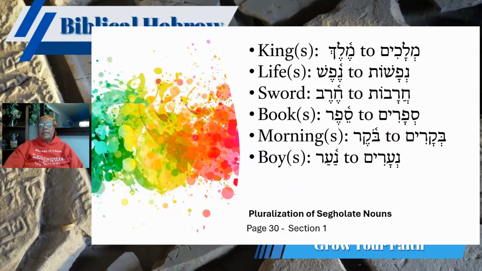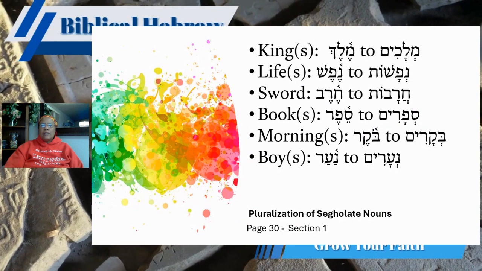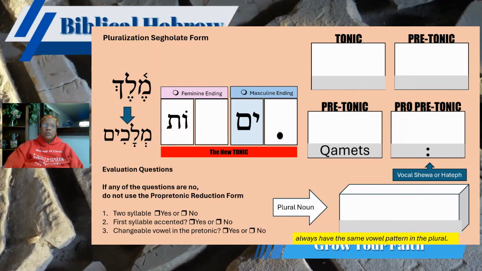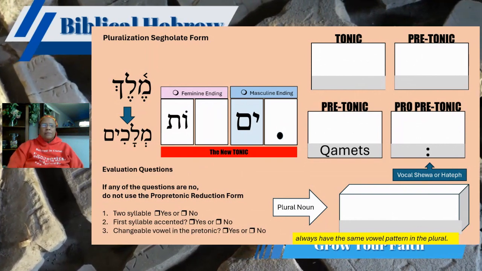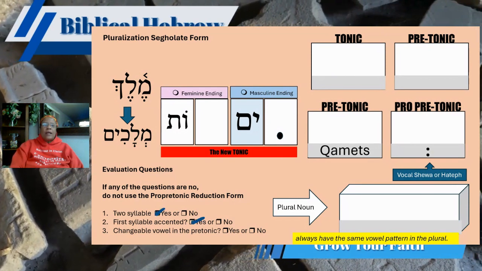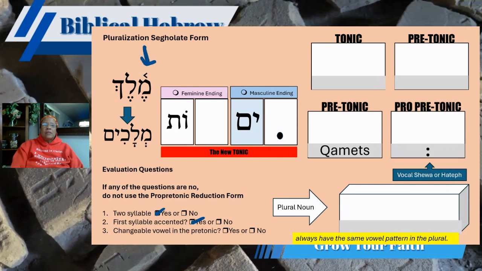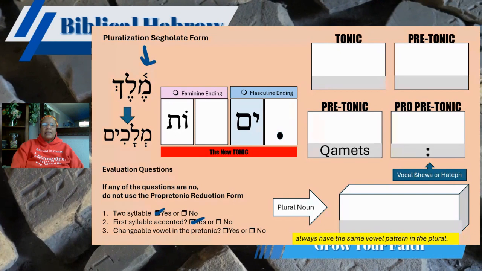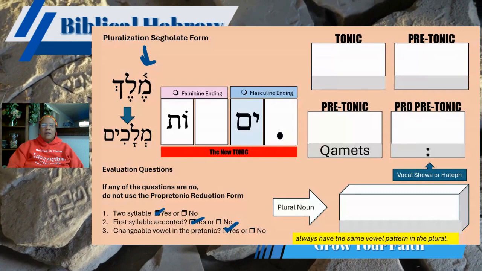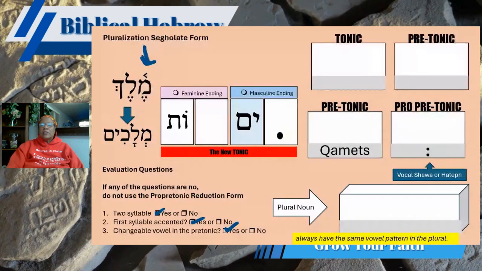All right, let's look at these words, and we're going to switch them over, and let's see what we can do, using the form. Two syllables, yes. First syllable accented. How do I know that? It's right here. Look at the top left of your screen. That accent is right there. And changeable vowel in the pretonic. Yes, those are changeable vowels. Okay, let's plug and play.